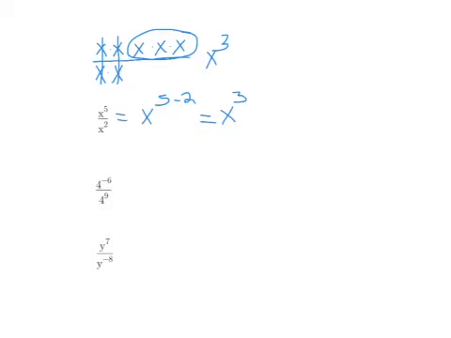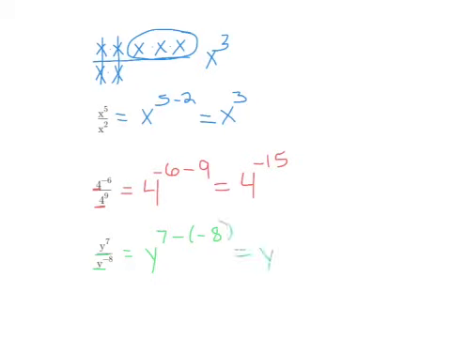In the next example, we have 4 as our base and 4 is our base. So that means we can take 4, negative 6 is our top, minus our denominator, which is 9. And we get 4 to the negative 6 minus 9 is negative 15. And then in our last example, we have y and y, so that is y, 7 minus, but the bottom is a negative, so I need minus a negative, and that equals y to the 7 plus 8, so y to the 15th. So when you are dividing powers, you actually subtract their exponents.